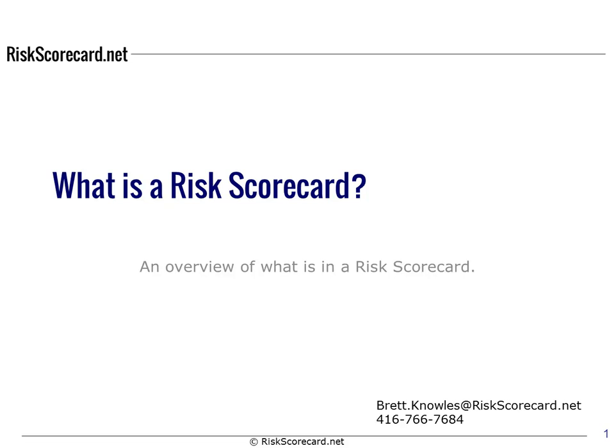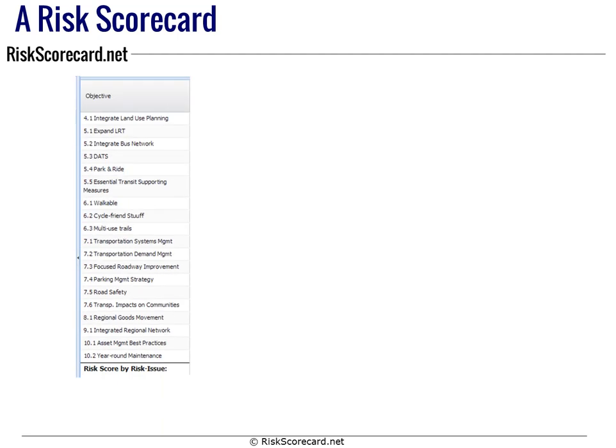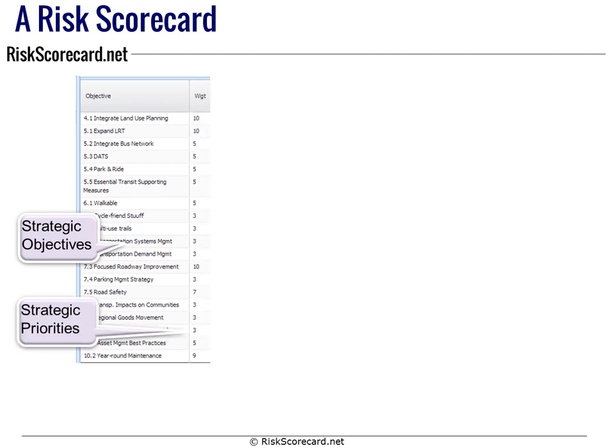Let's take a look at what a risk scorecard is. Within the risk scorecard, what we want to do is understand the relationship between the strategic objectives and risk in the organization. If we listed the strategic objectives, and next to that we listed the priorities, how important are those strategic objectives for the current planning period, whether that's the next quarter, next year, next 5 years.